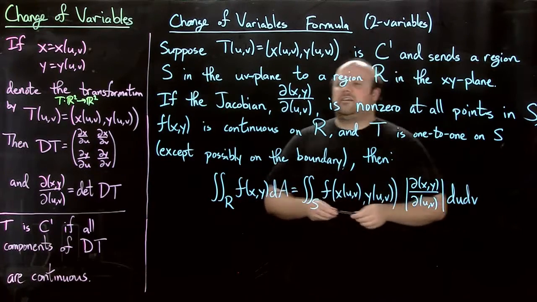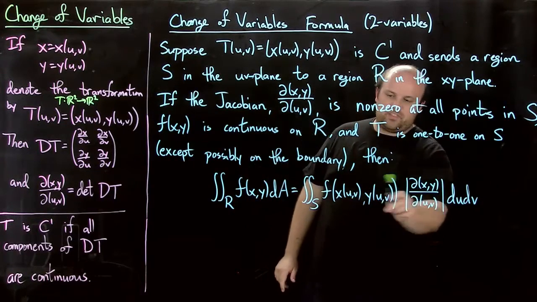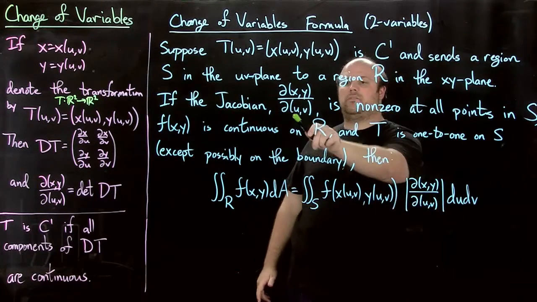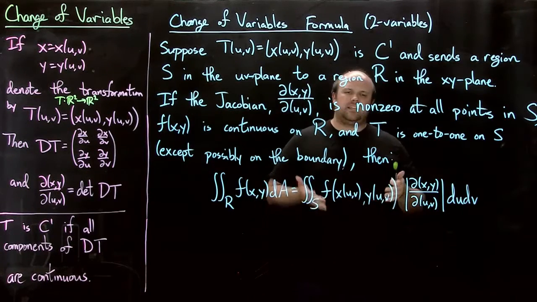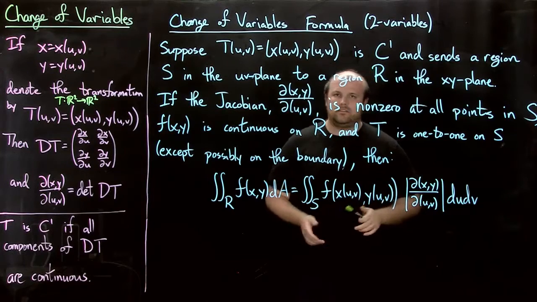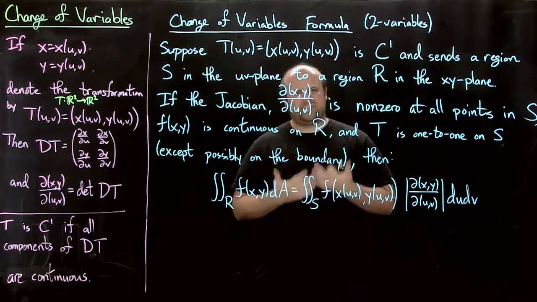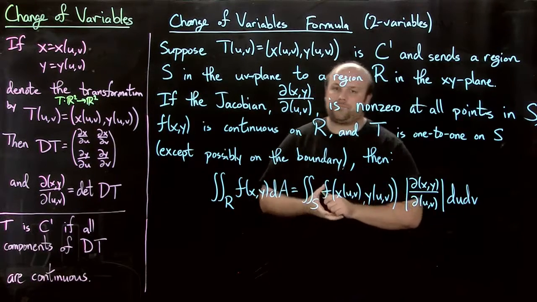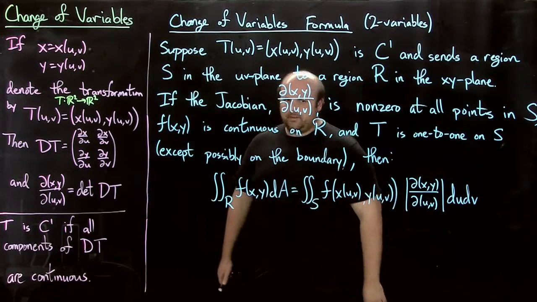Then we want the Jacobian to not be 0, because if that's 0, then this integral is 0 over that piece where the Jacobian is 0. It's a degenerate thing, where things collapse down and we lose information. So we really want to avoid that. So this is the main formula that we'll be using.